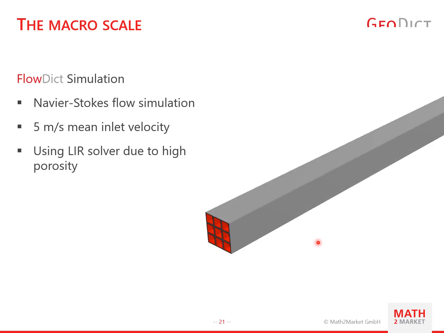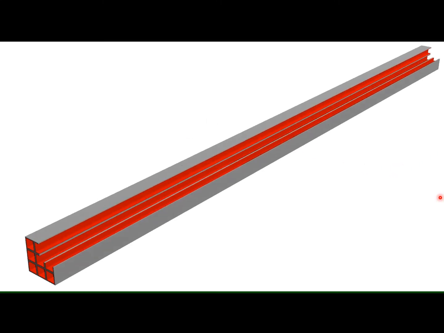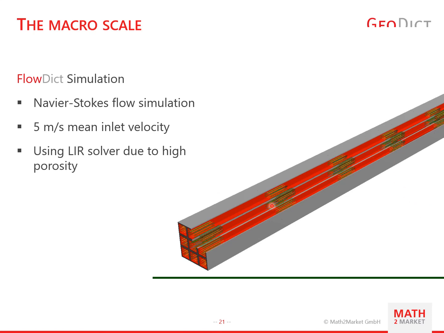So let's have a look at our simulation. We have Navier-Stokes flow. We have 5 meters per second mean inlet velocity going through these channels. And we're using the LIR solver because we have a high porosity here, and this is suitable for our LIR solver. This is the easier simulation here, as the picture shows. We simply have flow going through these channels, and we will see how the results turn out.